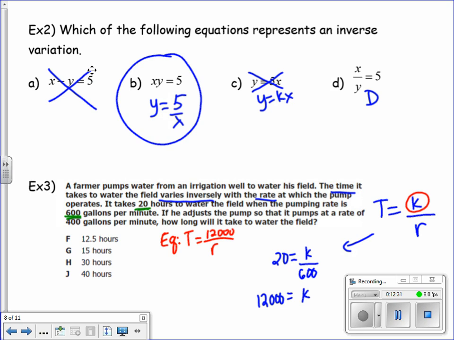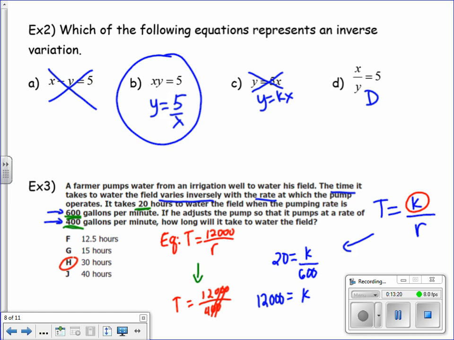All right, so if he adjusts the pump so that it pumps at a rate of 400 gallons a minute. So 400 gallons a minute, that's a rate. I need to plug that into my equation for my R value. So I have T equals 12,000 over R, which is 400. So 12,000 divided by 400, knock out some of these zeros, I get 30. So 30 hours. Now, another good way to do these inverse variation problems, with inverse variation, one variable goes up, the other one goes down. So, in this problem, he went from 600 gallons to 400 gallons. So this is going down. That means that the time has to go up.